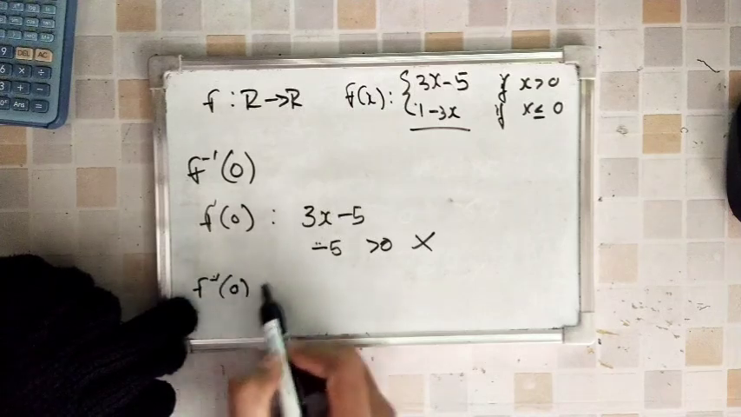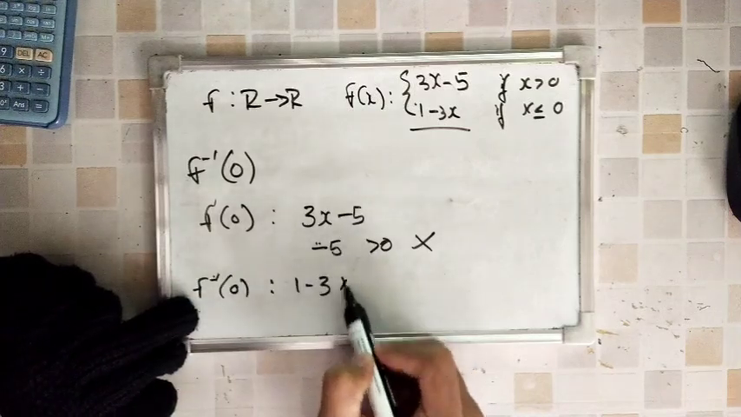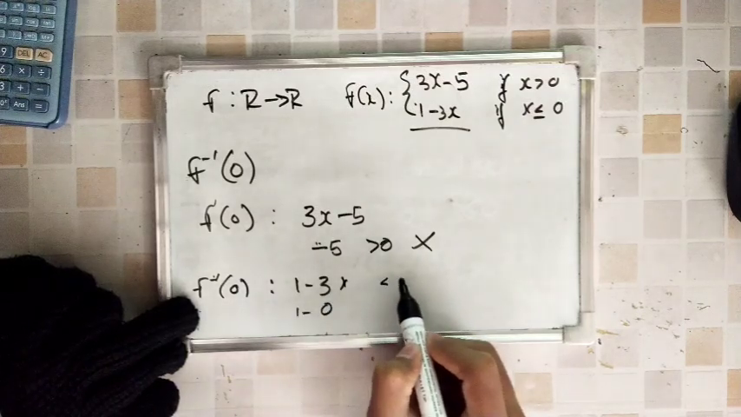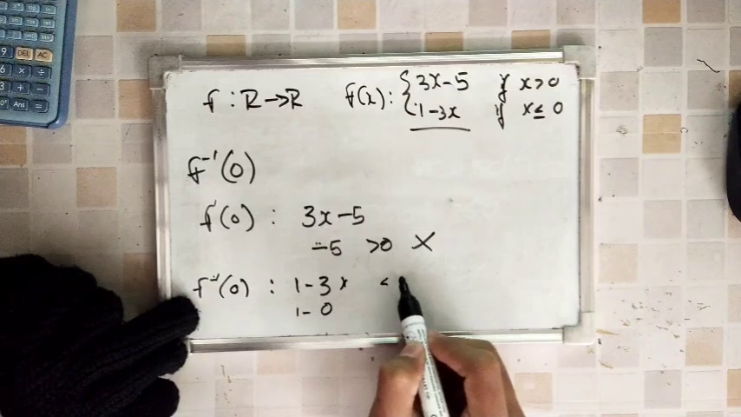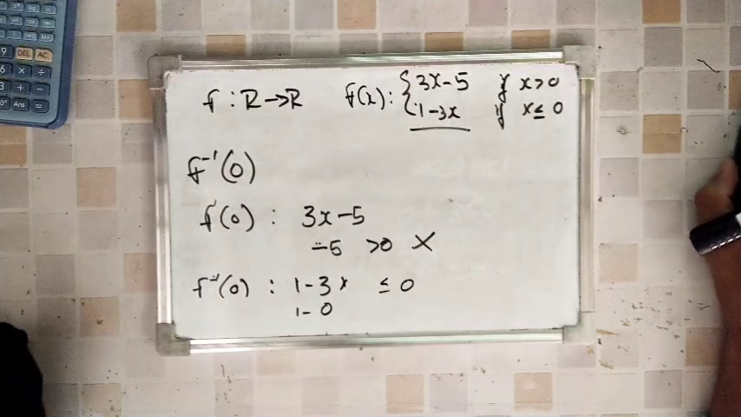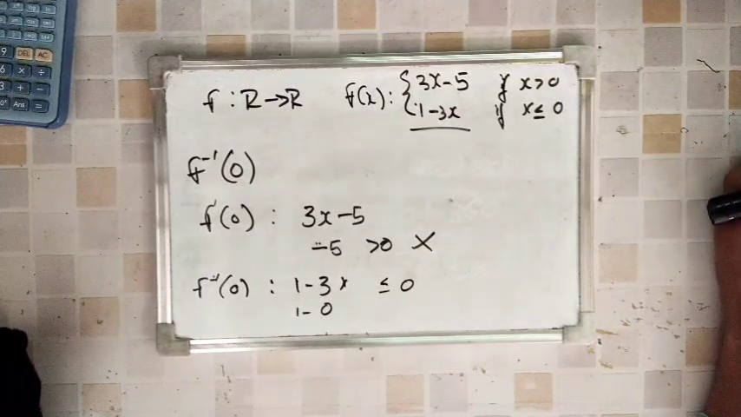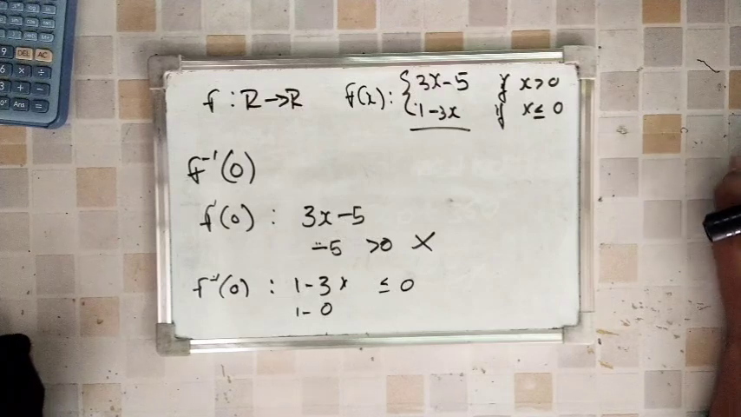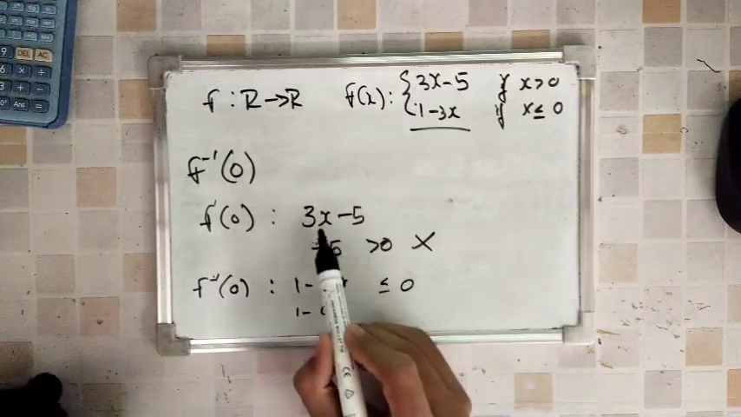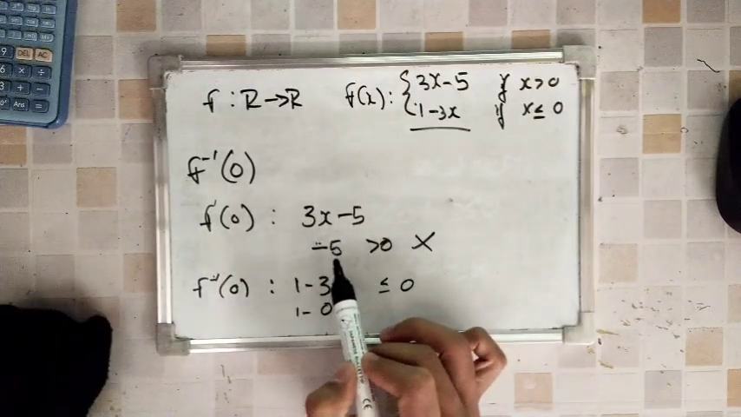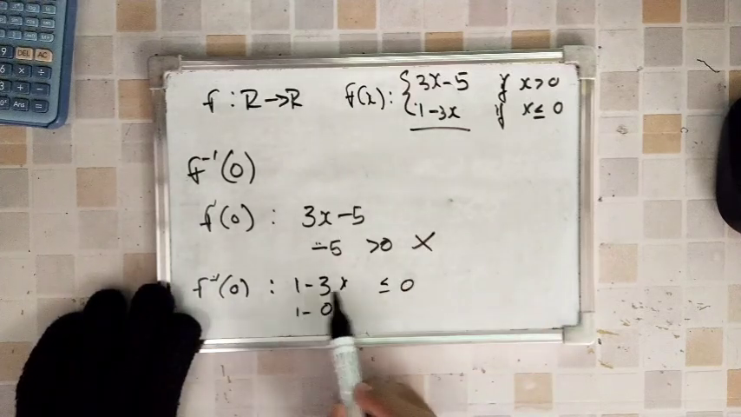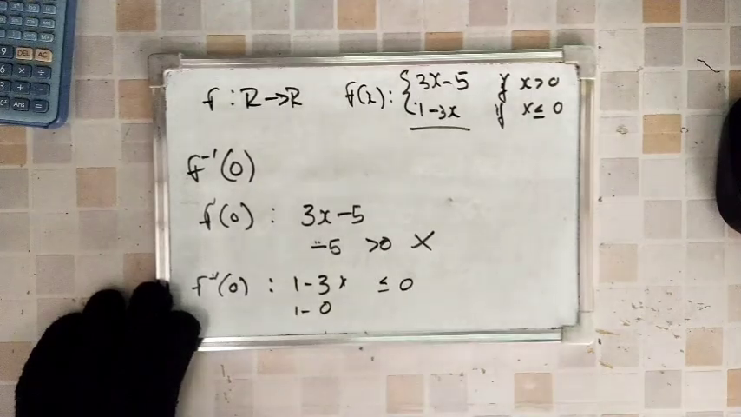Then for the other one, 1 minus 3x, so 1 minus 0. Is my 1 less than or equal to 0? No, right? See here, in the question they have given 3x minus 5 if x is greater than 0, and 1 minus 3x if x is less than or equal to 0. First I took 3 into 0 minus 5, that is minus 5, and then 1 minus 3 into 0, that is 1.